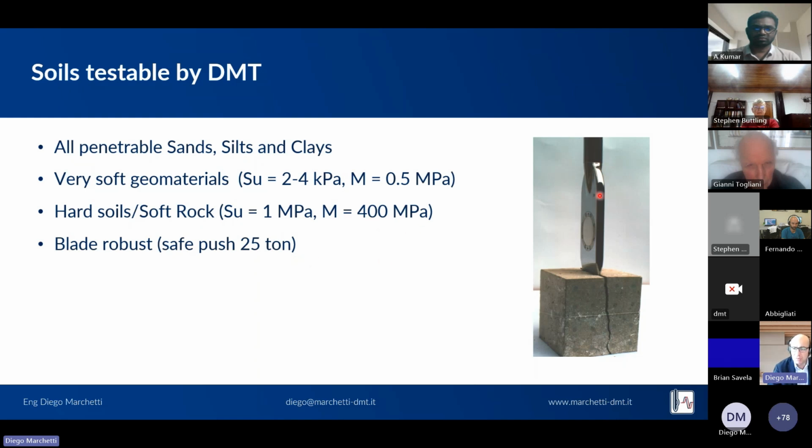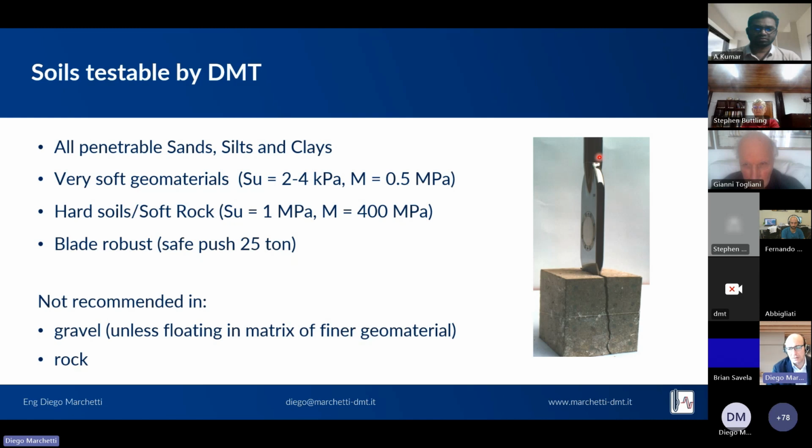The blade is very robust, and it is the same blade in soft and hard soils. It is possible to push it up to 25 tons, and as you see here in the concrete, it can even break obstacles of concrete. You don't want to make measurements, of course, in rock or concrete, but the blade is not going to damage. Normally, the critical part in damages is due to the rods, which may bend and break if there are certain conditions on site.